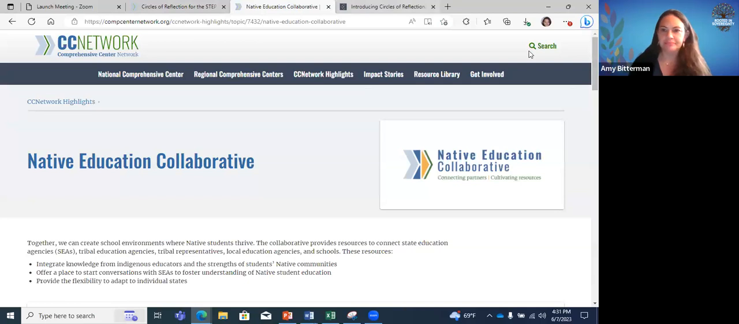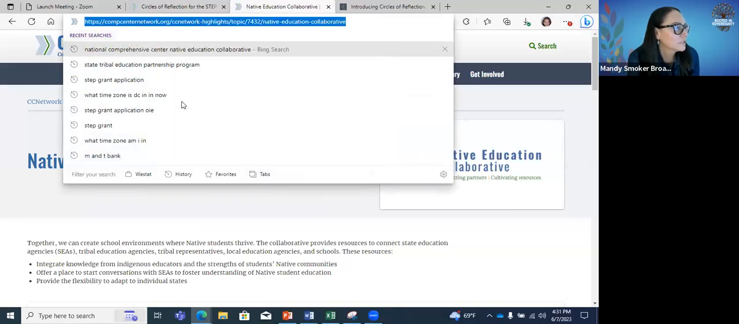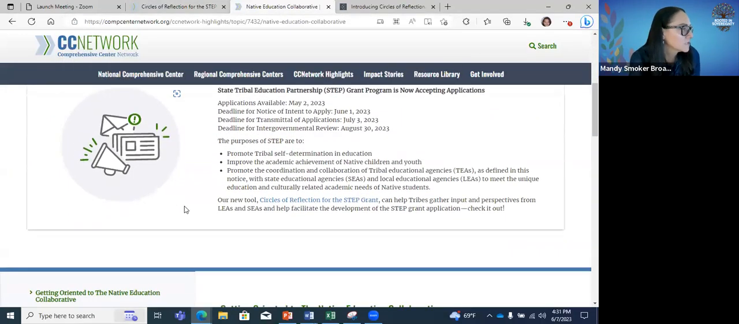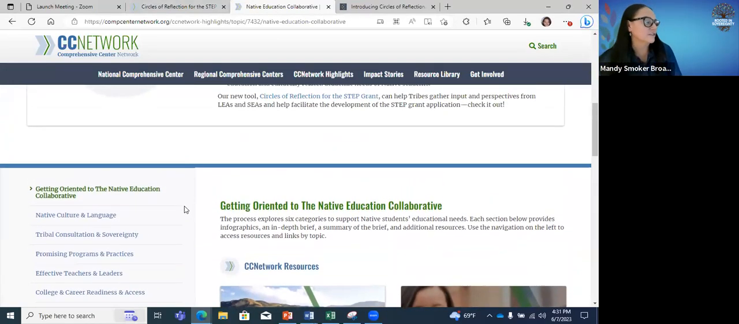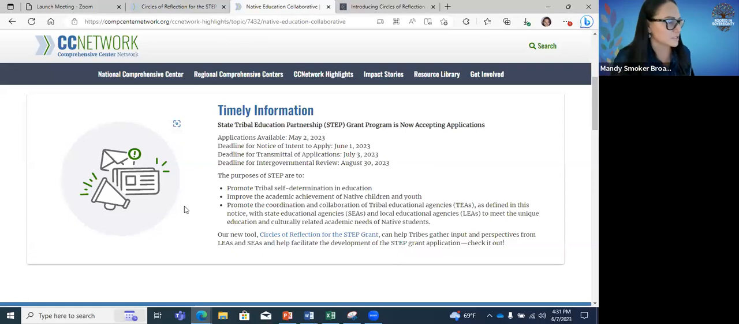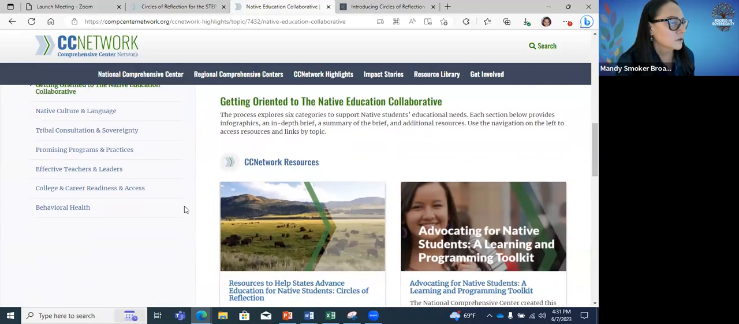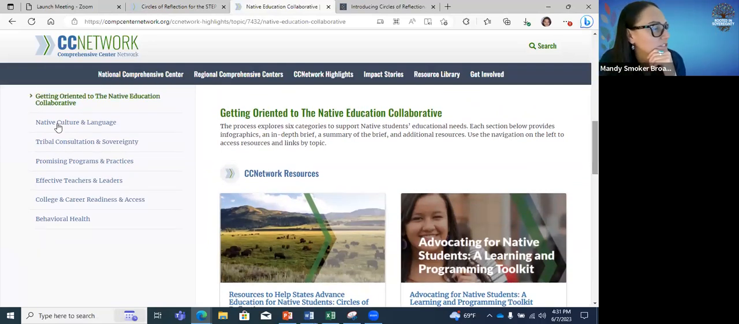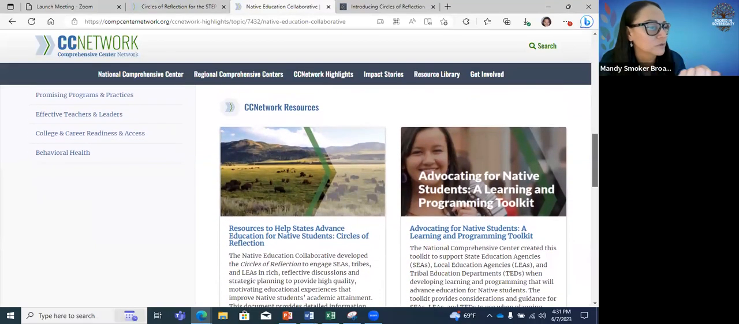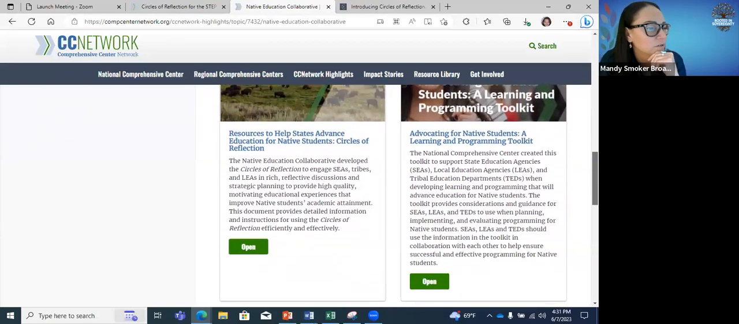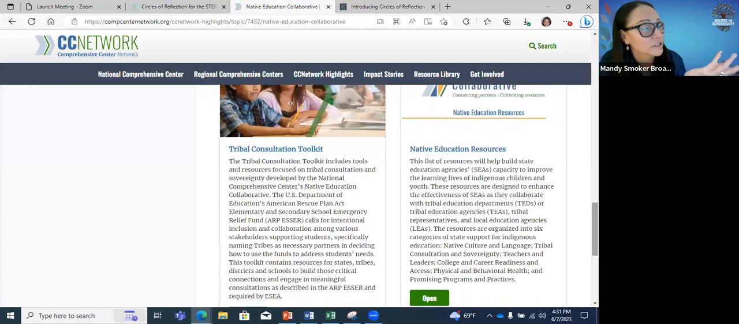Here we go. So here we have the collaborative. If you scroll down just a little bit, we placed the STEP grant notification on there, since we're helping out with a small piece of that, but you can keep going. You can see on the left those 6 categories are all listed there. On the right are some more specific resources. We have a couple toolkits. What else do we have there, Amy? A little farther down, we actually have a tribal consultation toolkit that's available.